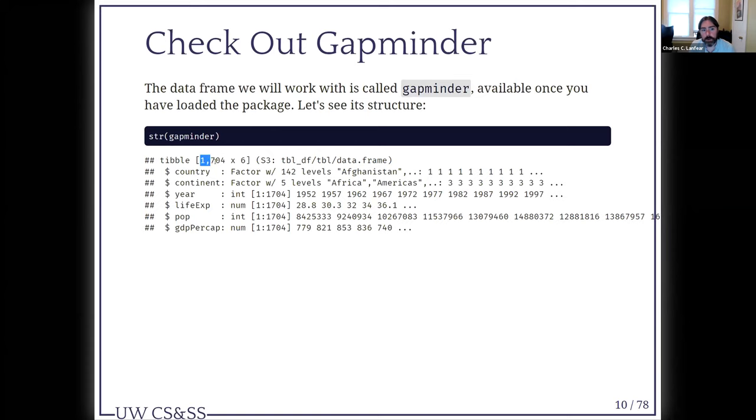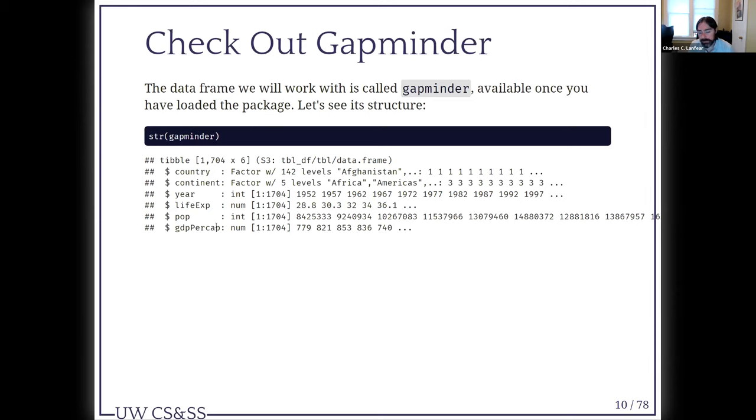It says it is 1,704 rows long and 6 columns wide. These 6 columns, right, are country, continent, year, life expectancy, population, and GDP per capita.